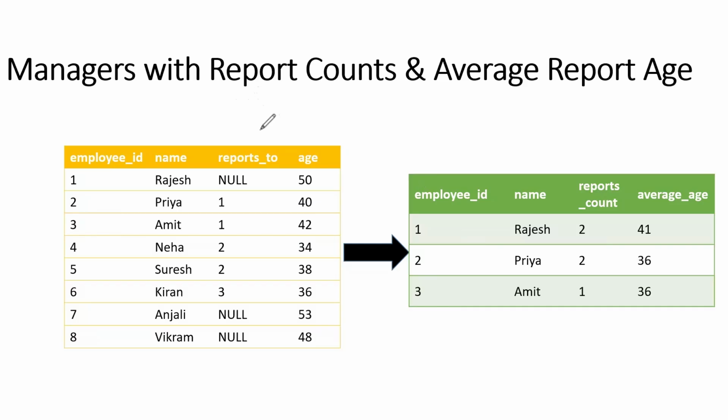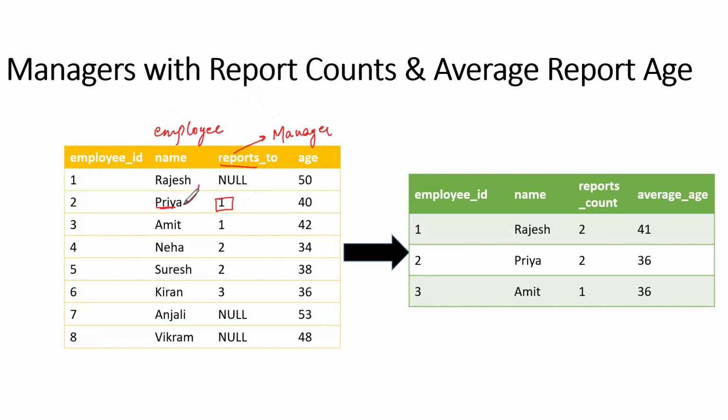Hey there, let's look into the question for this video. So we have got the employee table with 4 columns: ID, name, reports to, and age. So reports to has the information of the manager. So what I mean to say is that Priya is reporting to the manager, or the employee, with the ID 1.